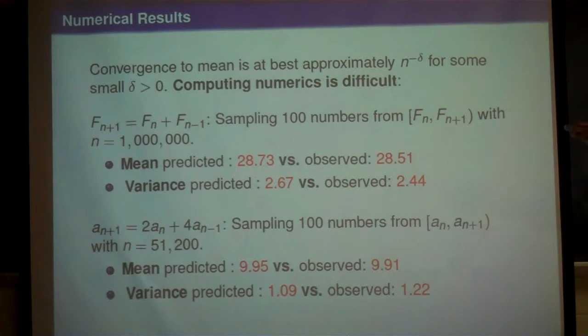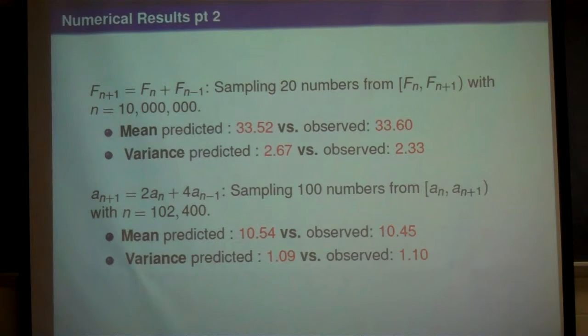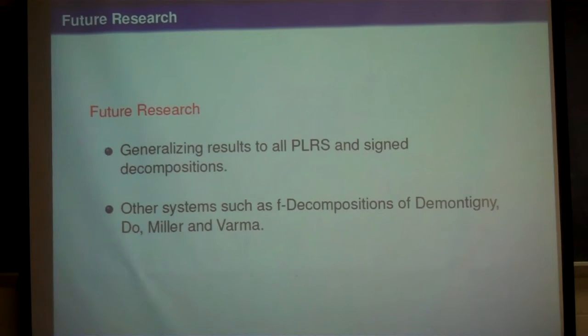Sampling for recurrences that were not Fibonacci numbers is slightly more difficult, so we weren't able to check quite as large numbers. But we also saw a very good agreement between experiment and prediction, and we have more numbers if we sample from 10 million instead of 1 million and 102,000 instead of 51,000. We also still see a nice agreement. And so we see a nice lining up between experiment and prediction.